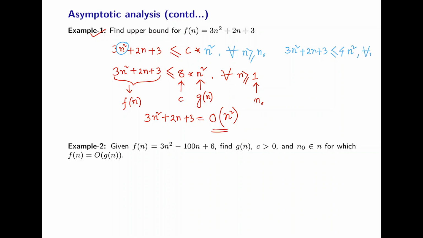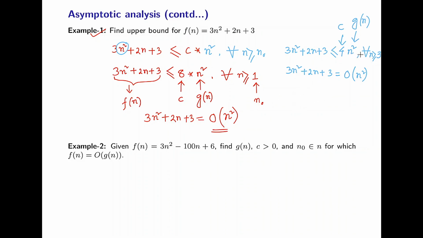But then for all values of n should be greater than equal to some n naught. So you need to find out the value of n naught. In that case, the value of n naught will be 3. So if I write the value of n naught as 3, that will also satisfy this equation. So in that case, I will write 3n square plus 2n plus 3 is equal to big O of n square. But here you see the value of c is 4, the value of Gn is n square, and this is Fn.